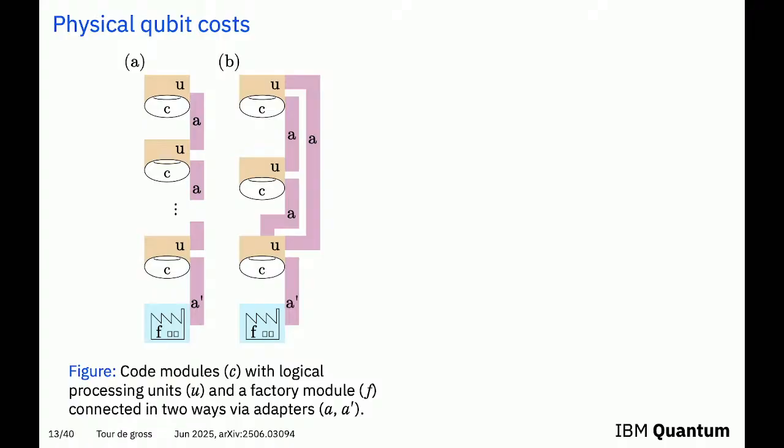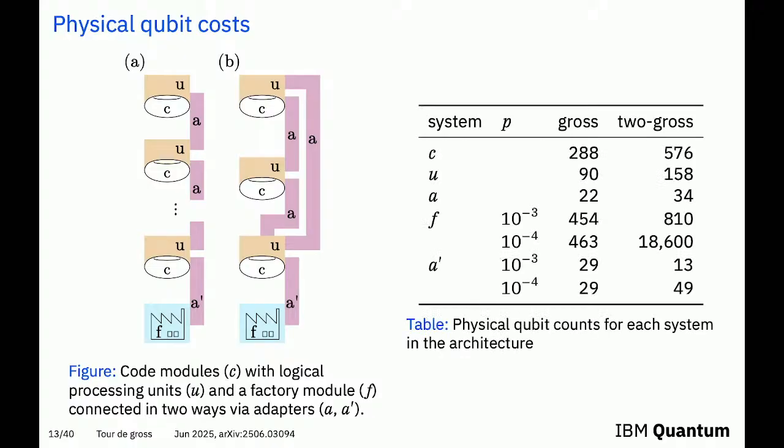Okay, so let's compute how many qubits our system costs. If we have our code C and our logical processing unit U, and we have our interconnect A, there are various ways we can connect our system together. For example, in A, we just show a linear connectivity, but many things are possible. This is actually a triangular connectivity together with a factory. Then the physical qubit counts of our system, I have tabulated here, and these results are also in the paper.